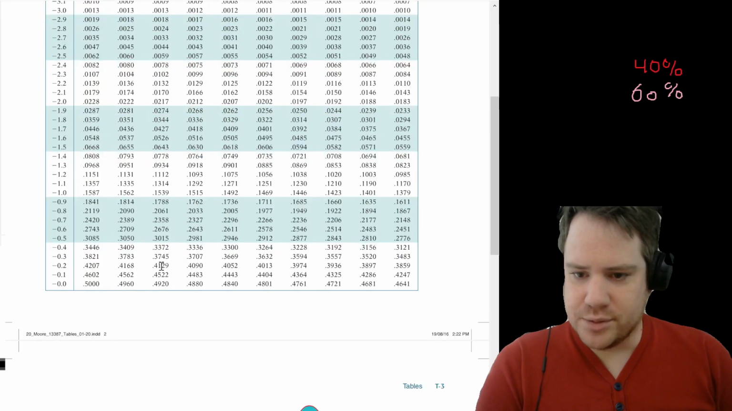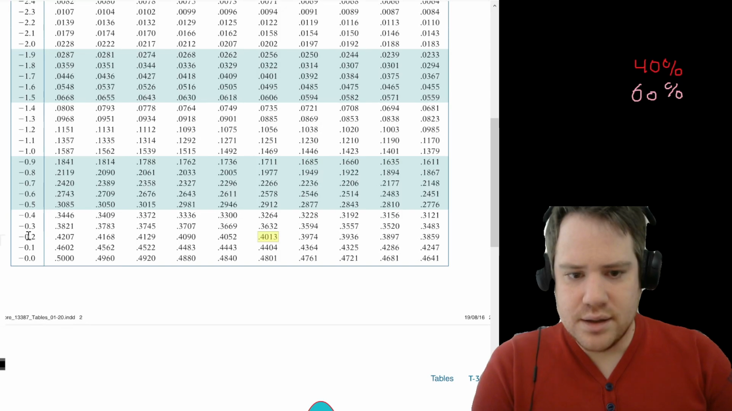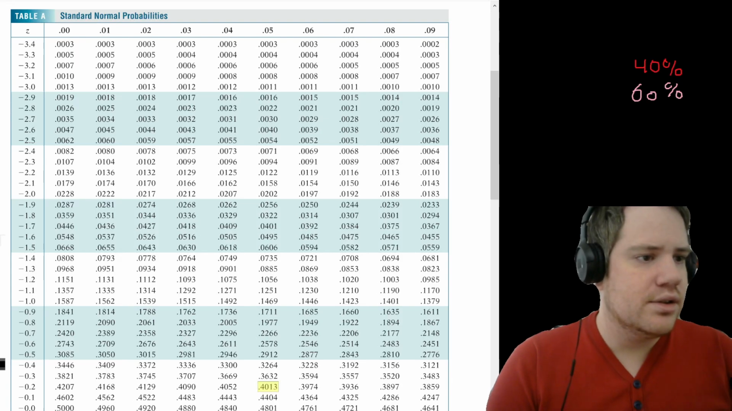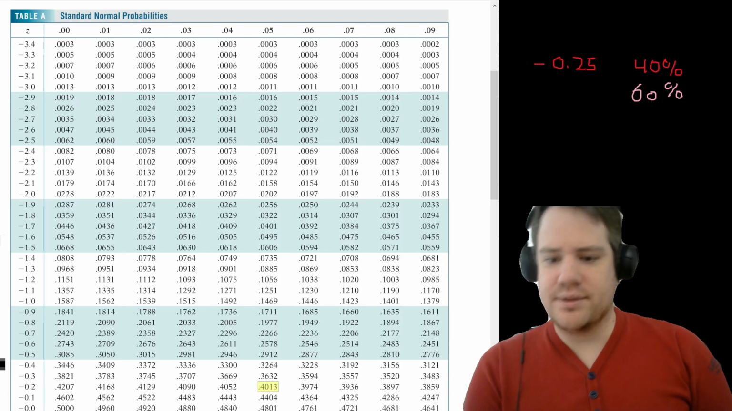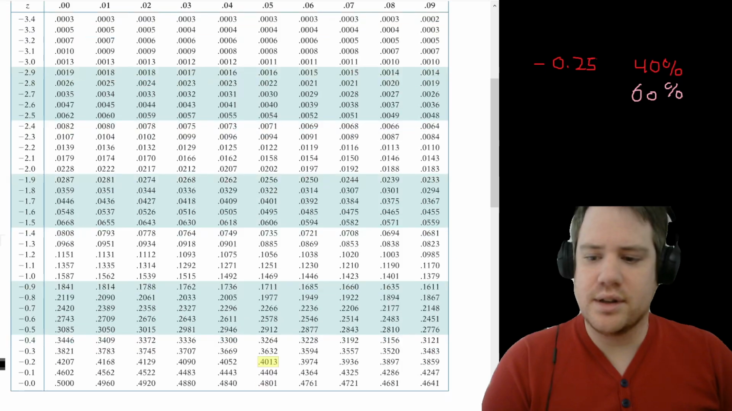0.4. That's not perfect. That's not an exact 0.4, but the closest one out of all of them is this, and that would be minus 0.25. Okay, so that means the z value is minus 0.25, because for that particular z value we can find 40% of the distribution below it.